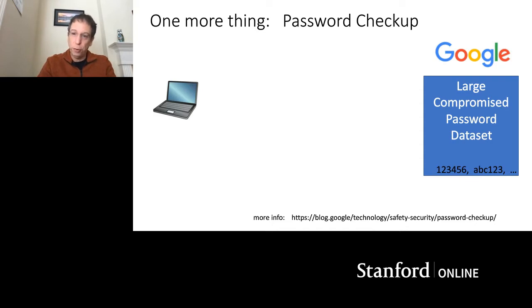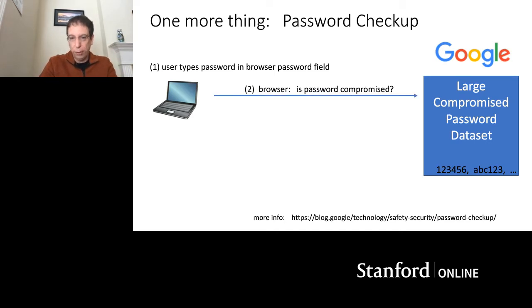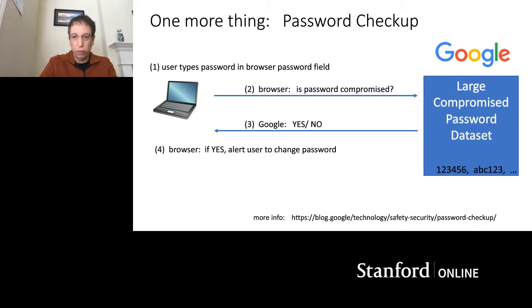Anyhow, what they wanted to do was allow their browser to enable the user to test whether the user's password has been compromised. So when the user types a password into the password field, the Chrome browser, and now other browsers too, would like to send the user's password to Google so that Google can check whether it has been compromised. Then Google would respond saying, no, this password has not been compromised, or it has. And if it has been compromised, the browser immediately alerts the user to change their password.